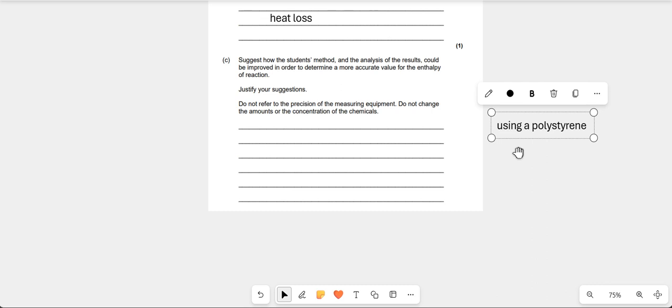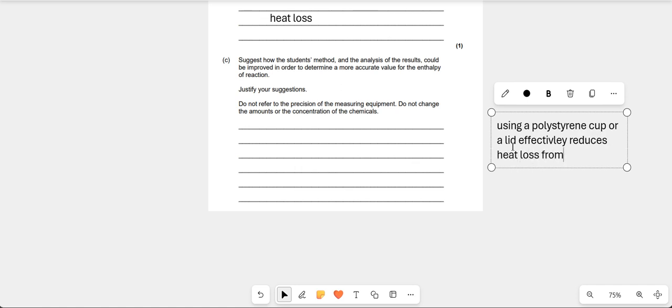So using a polystyrene cup or a lid effectively reduces heat loss from the system.